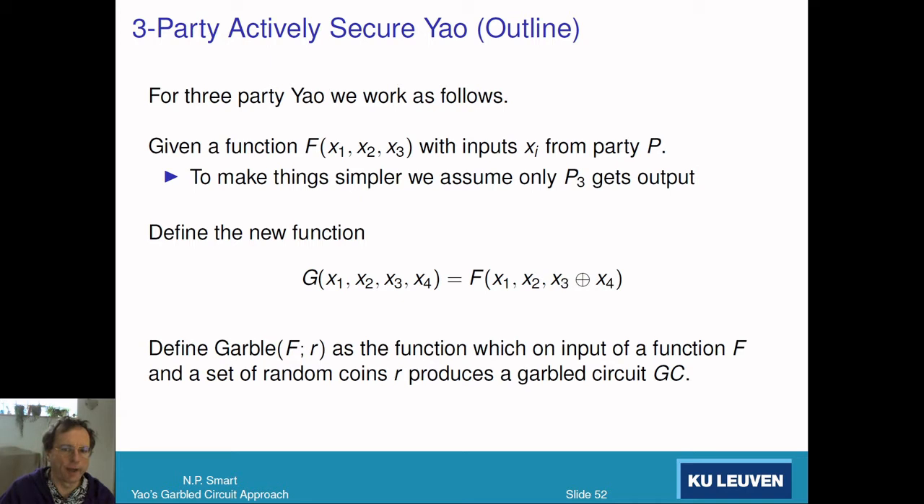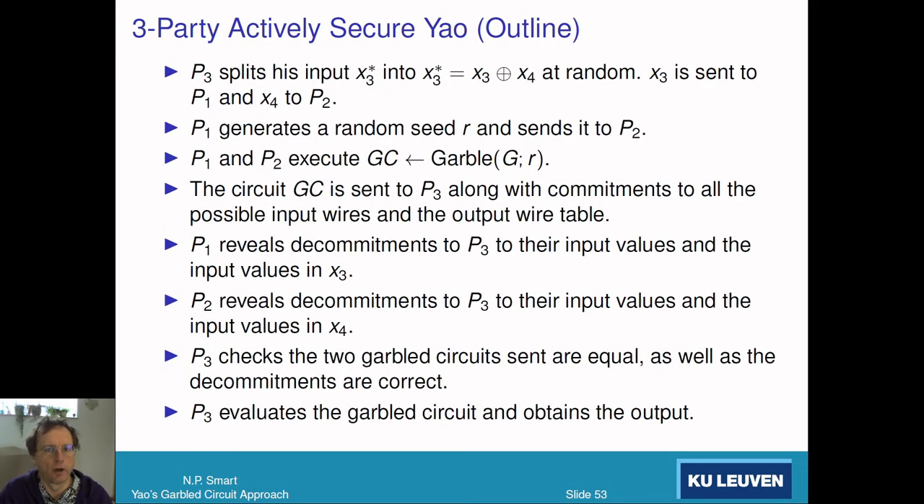And now we're going to garble. We have this garbling function, f of r, which is just our normal garbling thing that we normally do. We go through the gates and encrypt all the gates as we did last time. The first thing we do is that party 3 takes his input and splits it into x3 and x4. He sends x3 to player 1 and x4 to player 2.